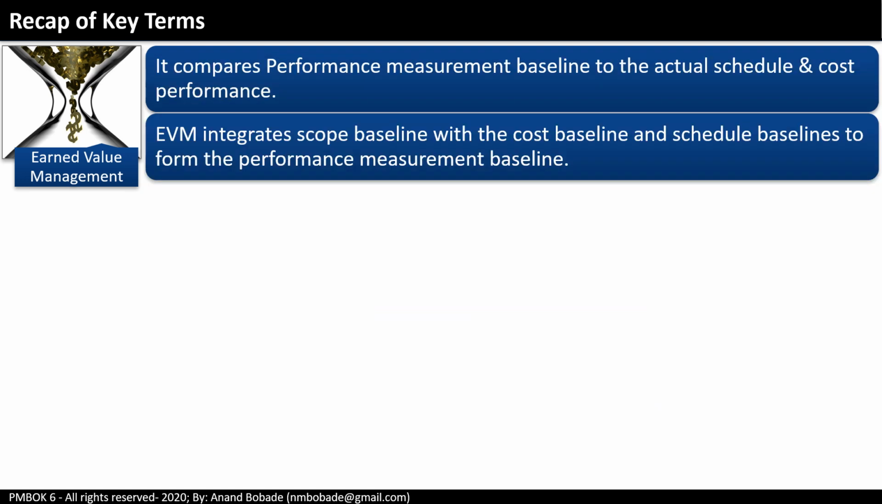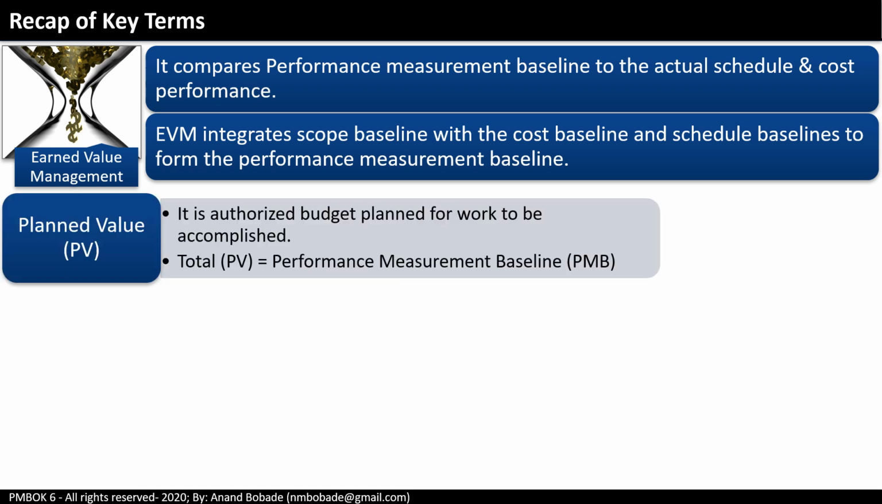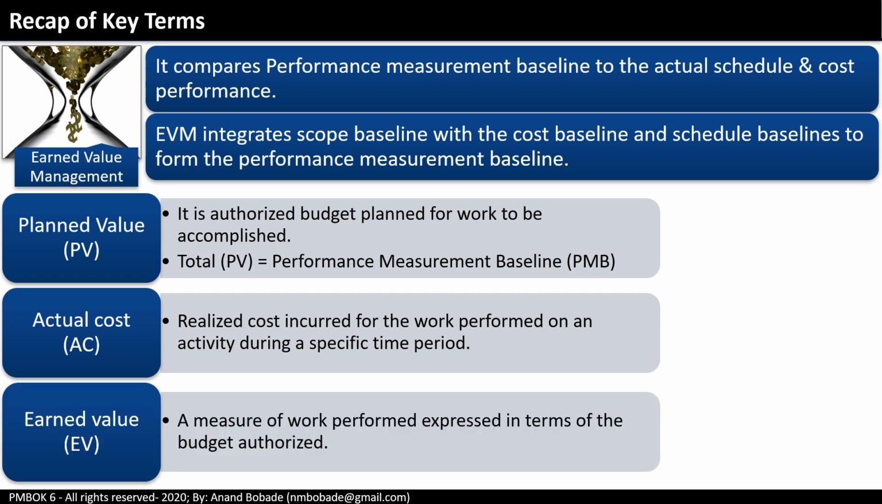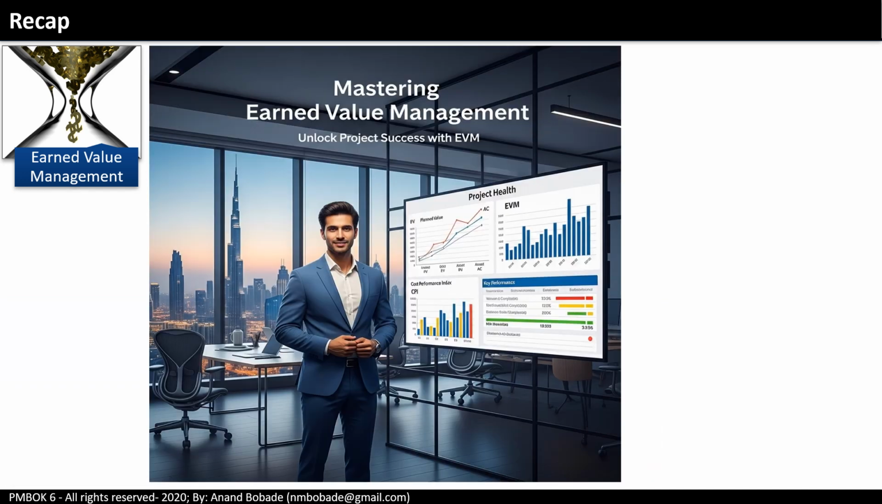Planned value, or PV, is the authorized budget planned for the work to be accomplished. When you add all PVs together, you get the performance measurement baseline. Actual cost, or AC, is the actual money spent for the work performed during a specific time period. Earned value, or EV, is the value of the work actually completed expressed in terms of the authorized budget. These three values, PV, AC, and EV, are the foundation of EVM.